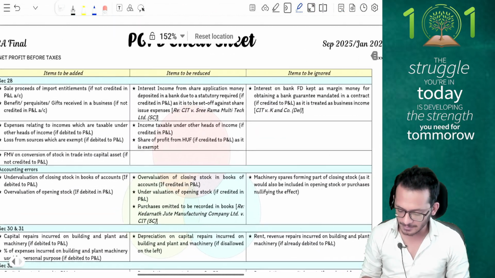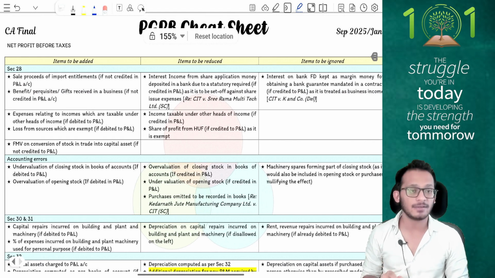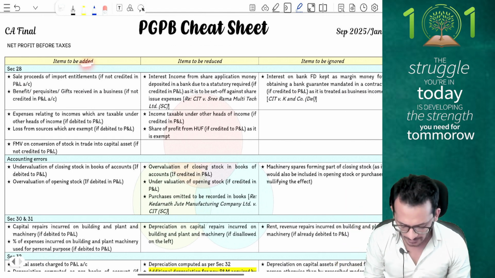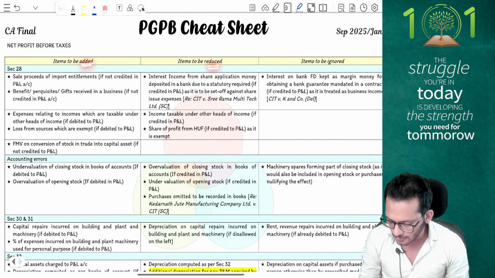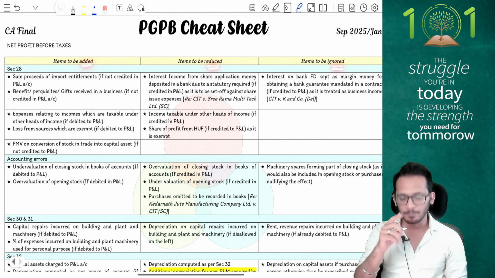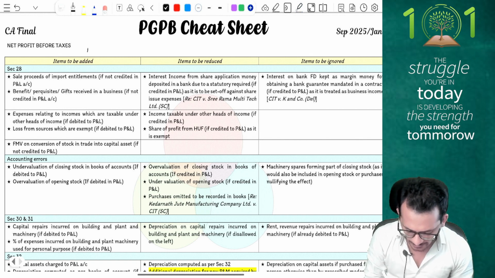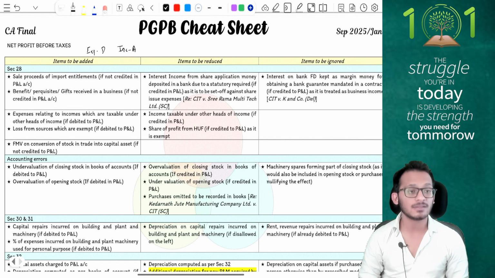Let me show you how the PGBP cheat sheet looks, people, so that you understand this a little better. Like I said, there are 3 columns. First is called items to be added, second is called items to be reduced, and third is called items to be ignored. Items to be added would be either an expense which is getting disallowed, or an income which is going to be added.